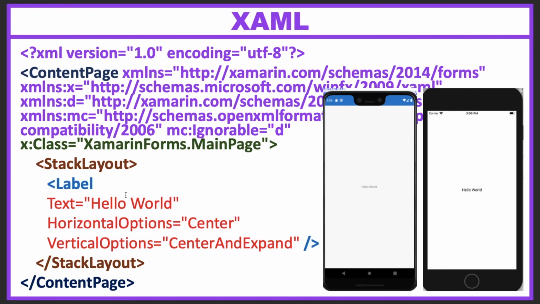So we write this code one time and we can execute it on both Android as well as iOS. The output screens: this is related to Android and this is related to iOS. This is possible only in cross-platform development tools. So this is the introduction about XAML.